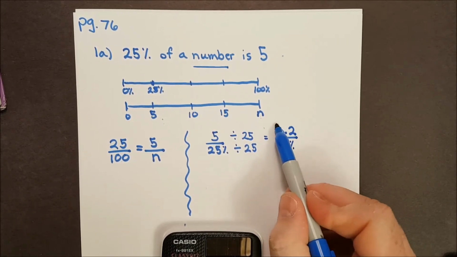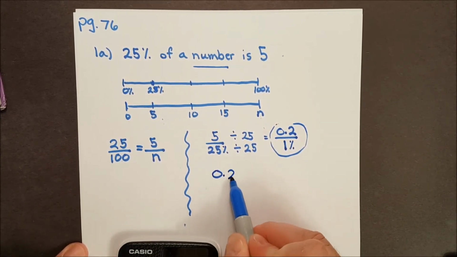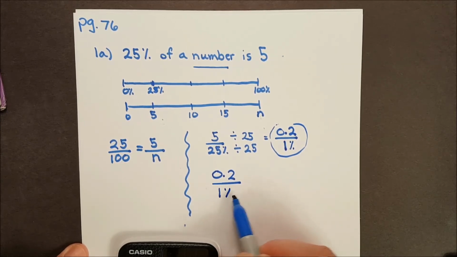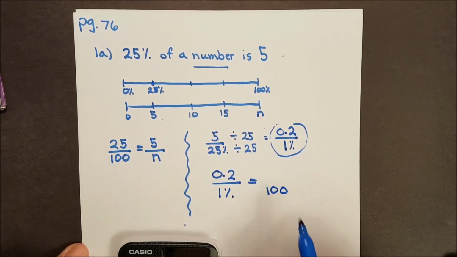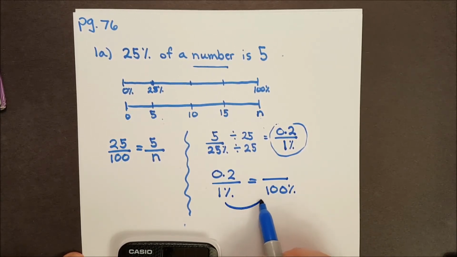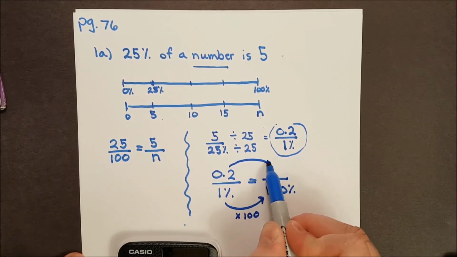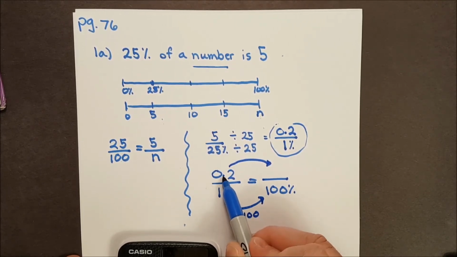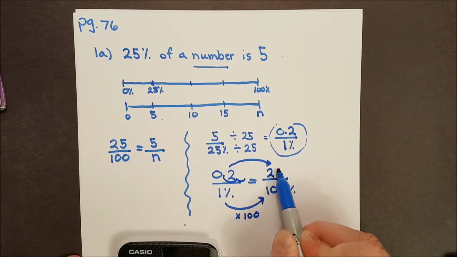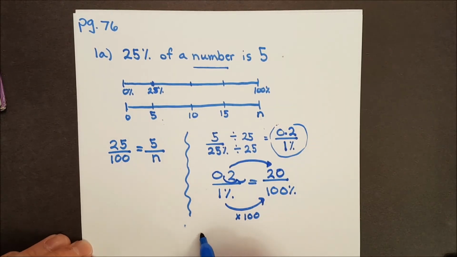Okay? Now let's use that to figure out what 100% is. So we have 0.2 for every 1%. Now what would that be for every 100%? What did we have to do here to get to 100%? We had to multiply by 100. And then we have to do the same thing to 0.2, which gives us 20. So in this case, our answer, n, does equal 20.